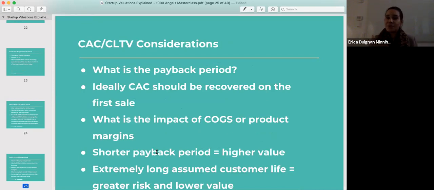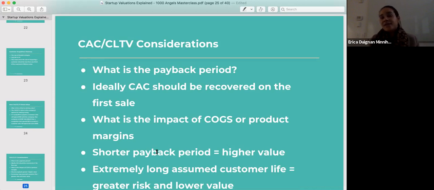So some considerations beyond just the ratio. Number one, what is the payback period? If it takes 12 months to recover the money that was invested in the acquisition cost, that is not good, right? So ideally, we love to hear that the customer acquisition cost is actually recovered on the first sale. So that's sort of your best case scenario. Sometimes it might take a few months of membership or subscription to recover your customer acquisition cost, but the sooner that money comes back, the better. That's the first thing that you're looking at.